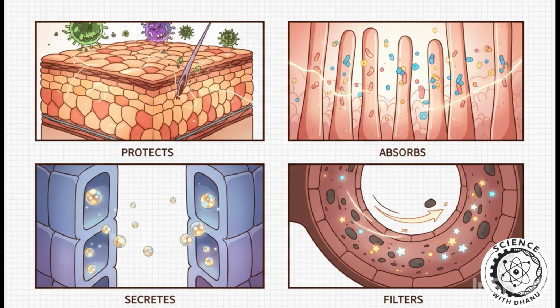And it does so much more than just protect. The epithelium in your gut is what absorbs nutrients. In your glands, it's what secretes hormones. In your kidneys, it filters waste. It is an absolutely incredible multitasker, essential for dealing with the outside world and managing everything on the inside.